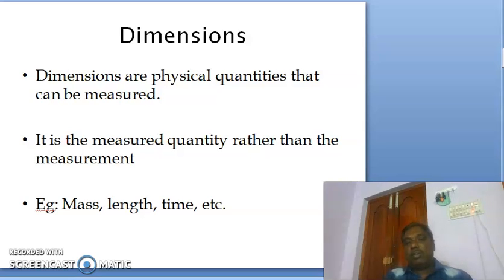Dimensions. Dimensions are physical quantities that can be measured. It is the measured quantity rather than the measurement. Again, it can be understood through the examples. Mass, length and time are typical examples of dimensions. We have more dimensions, but in terms of mechanics, these are the dimensions that we will be often using.